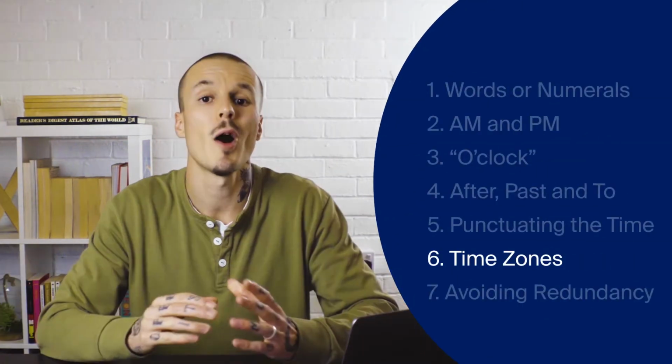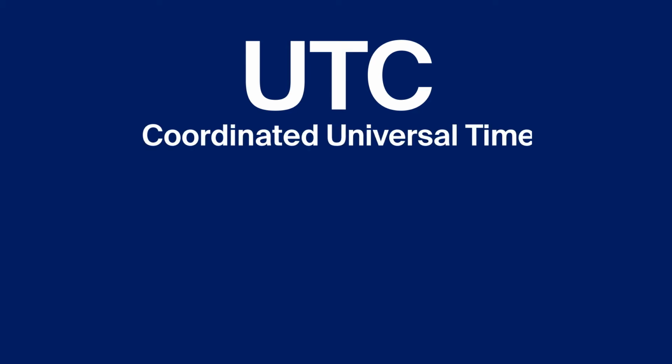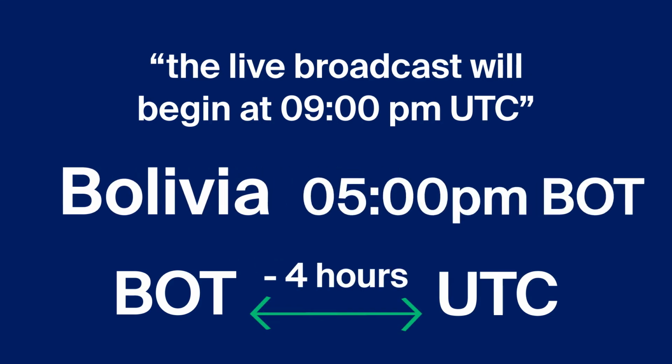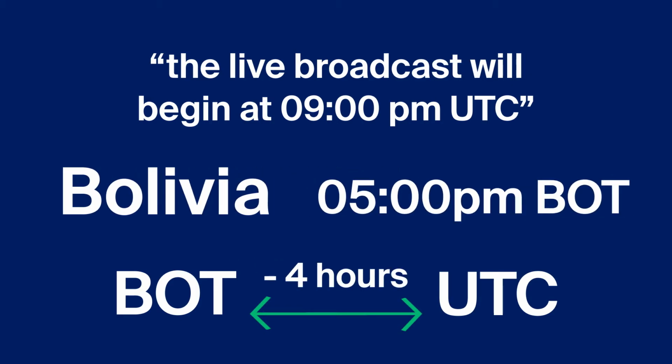Time zones. By including a time zone when you write the time, you help people in other places to translate the time into their own time zone. The initials UTC stand for Coordinated Universal Time. This can be really useful in such an example. The live broadcast will begin at 9 PM UTC. Someone in Bolivia could then look up the difference between UTC and BOT, Bolivia time, and know that the broadcast begins at 5 PM where they are. So, if you're writing for an international audience, use a time zone marker for clarity.